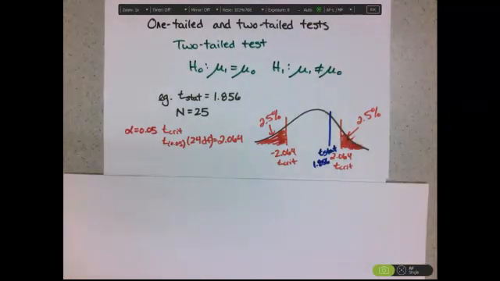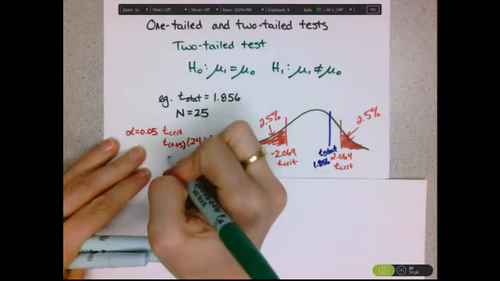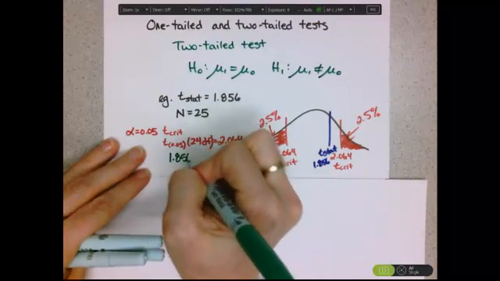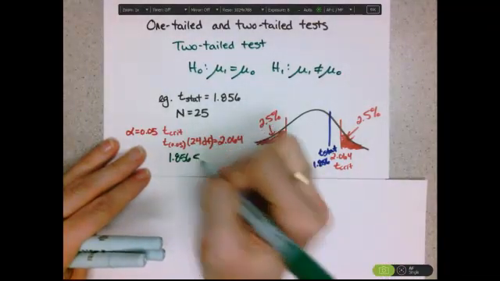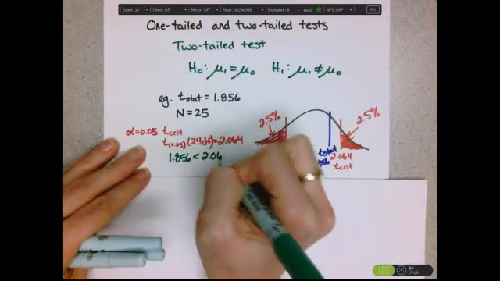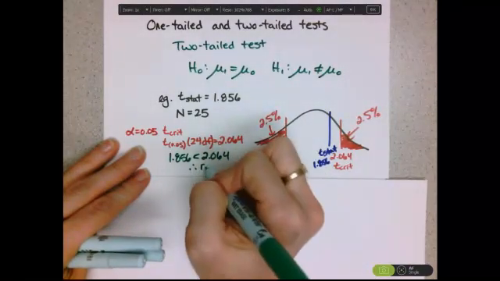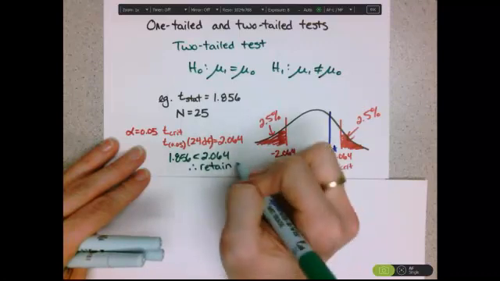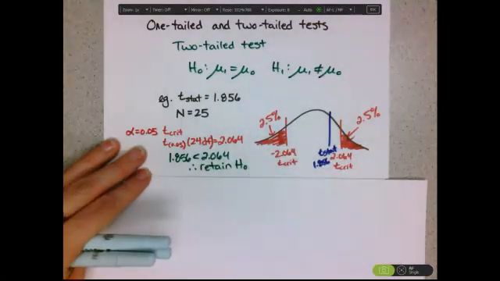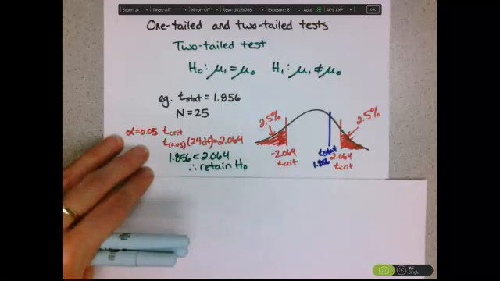Therefore, we're going to retain our null hypothesis. So in this case, 1.856, we're working on the positive side, is less than 2.064. That's why I don't have it in absolute values. Therefore, we're going to retain our null hypothesis and conclude that there is not a difference between those means.